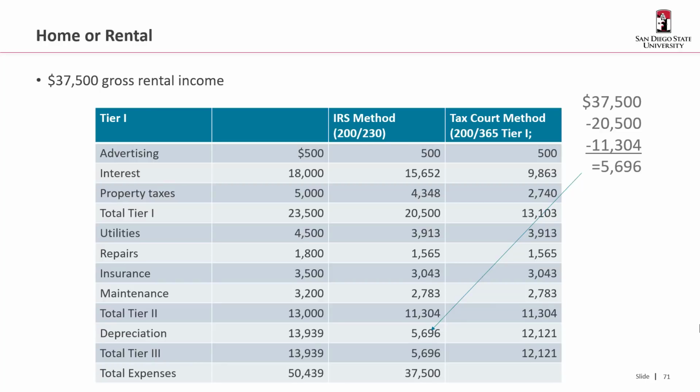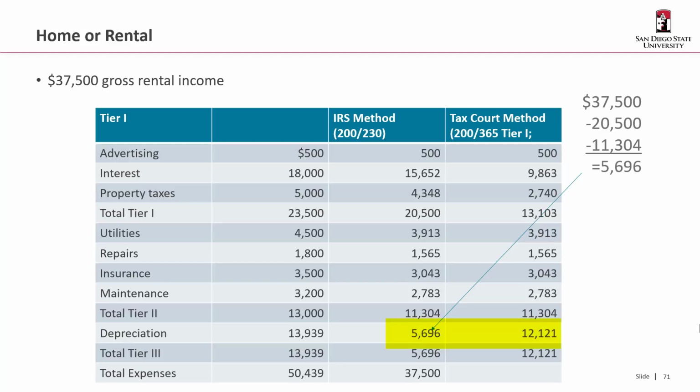We're actually allocating a smaller amount of interest and property taxes. Now, this shouldn't concern us too much because recall, we can take those as itemized deductions. So it's not as if we're losing the deduction, it's just being shifted over to our Schedule A as an itemized deduction. So then when we get to Tier 2, notice they're the same as they were under the IRS method. It's now the rental days over the total use days.